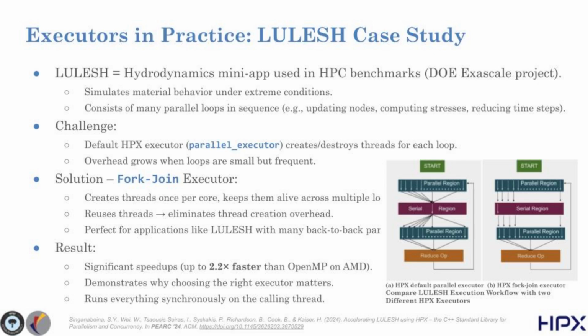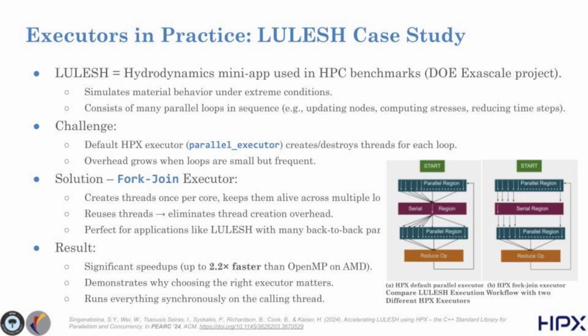On the right, we have the fork join executor. Here, the threads are created only once at the beginning and then reused across all the sequential parallel loops. In other words, instead of hiring and firing workers for every loop, we keep the same workers busy and just hand them the next task. This reuse is much more efficient for workloads like this one, reducing overhead and significantly improving performance.